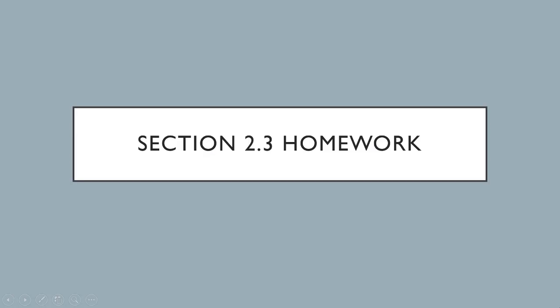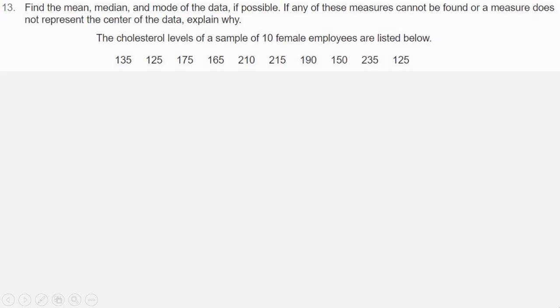We're looking at homework from section 2.3. This is question number 13. Find the mean, median, and mode of the data if possible. If any of these measures cannot be found, or a measure does not represent the center of the data, explain why. The cholesterol levels of a sample of 10 female employees are listed below.